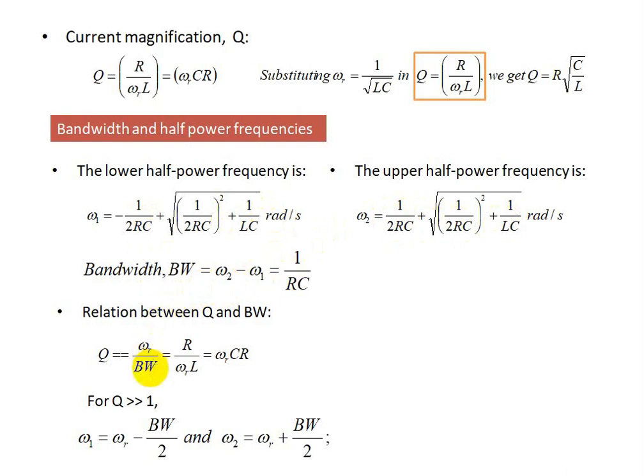So relation between Q and bandwidth. So Q is omega R by bandwidth. It's a common expression. And this will be equal to R by omega R L, that will be equal to omega R C into R. For Q very much greater than 1, we can write omega 1 as omega R minus half of the bandwidth, and omega 2 can be written as omega R plus half of the bandwidth. These expressions are same as the expressions we have used for series RLC circuit.